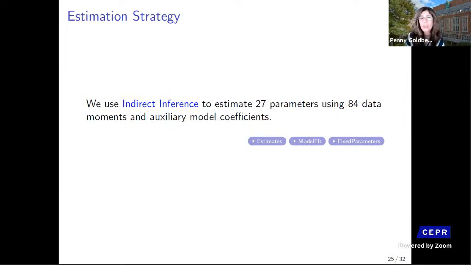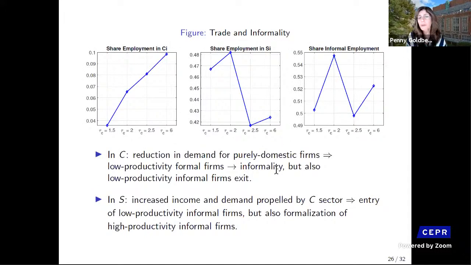This is a model with many parameters. Some of these parameters we take from the literature or we take statutory values. And then the remaining 27 parameters we estimate through indirect inference using 84 data moments. I don't have much time to go over the details of the estimation, but I would just say that the fit is generally quite good, and it's very good regarding the moments we target. So this is, again, a natural point to stop. And then the rest of the talk can cover the counterfactuals, which I think are quite interesting.